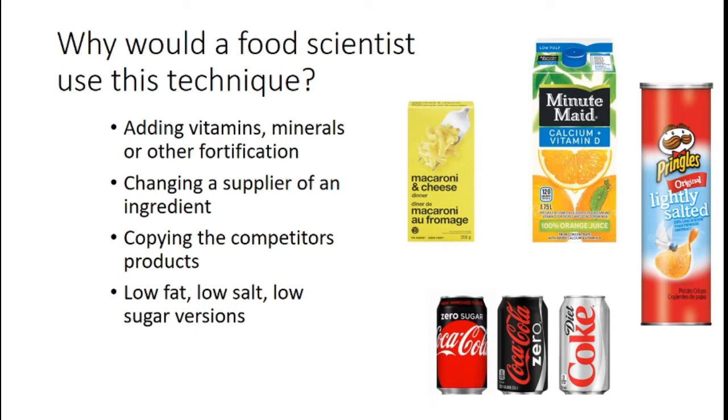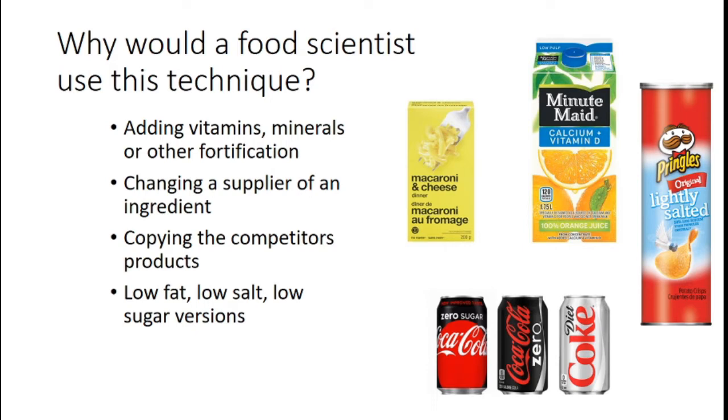Maybe you're changing an ingredient supplier and you want to make sure that the new ingredient has comparable functionality in the final product. Sometimes, say for example, this macaroni and cheese is a good example of where you're copying a competitor's product, or perhaps this Coca-Cola, where you've got a standard, really well-established brand for Coca-Cola, and you want the alternative formulations to be as close as possible.